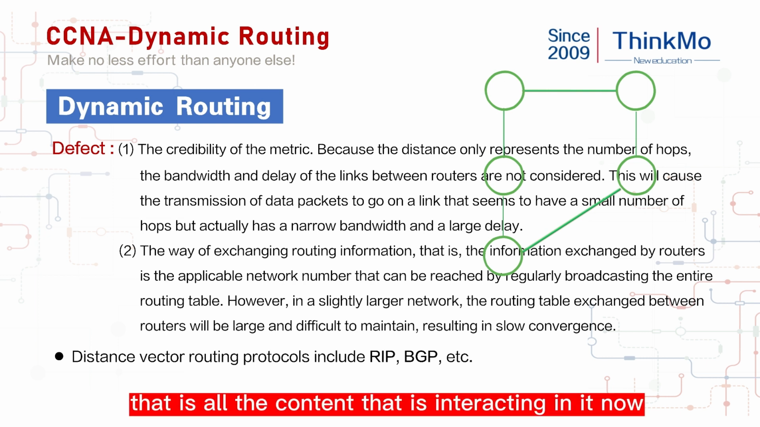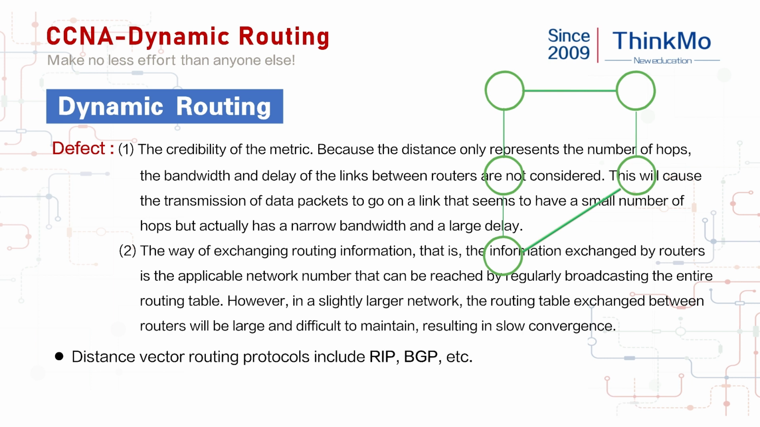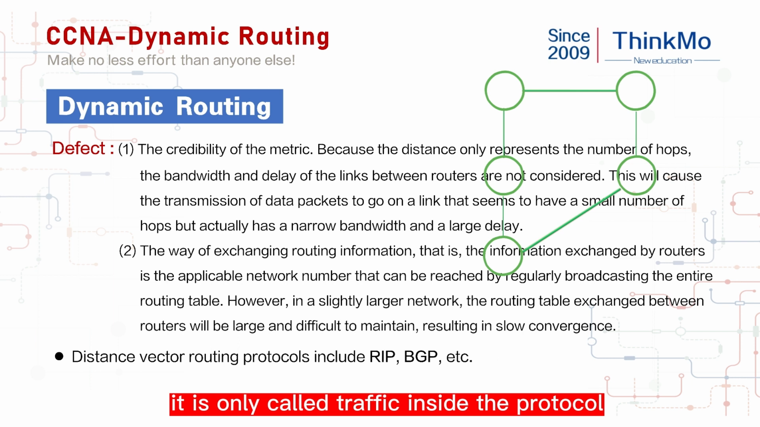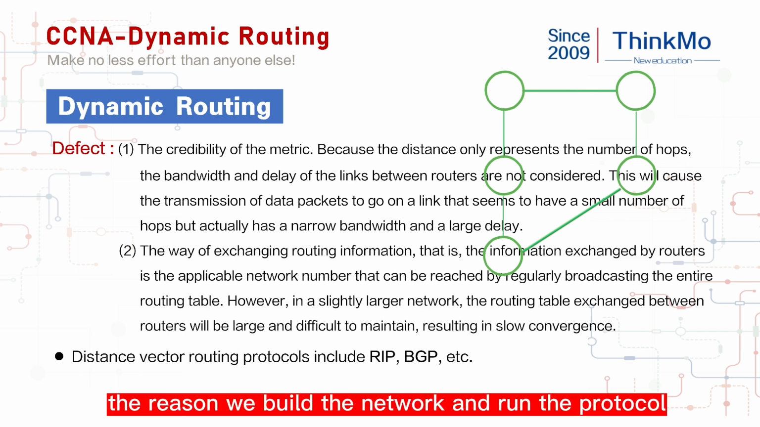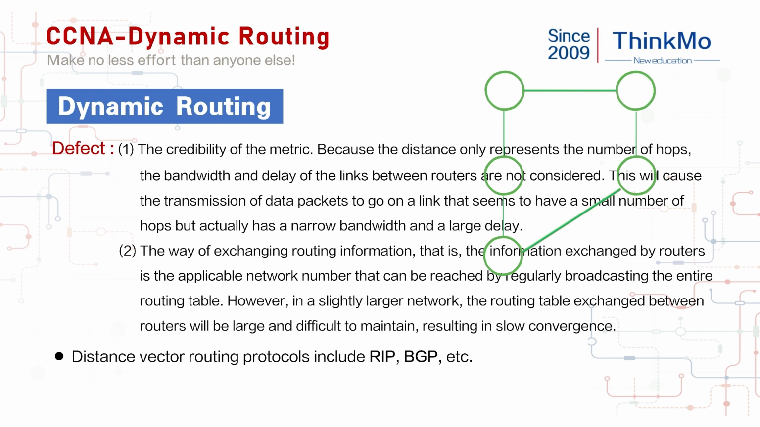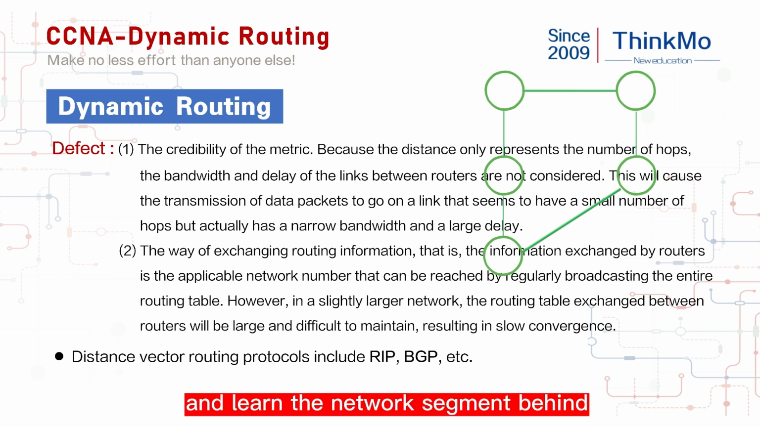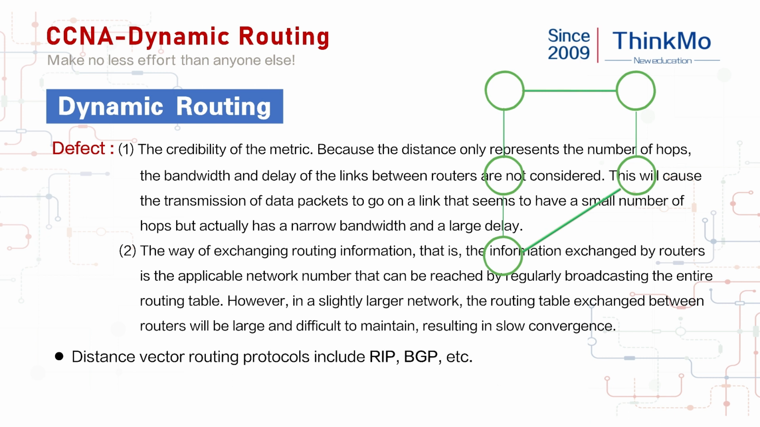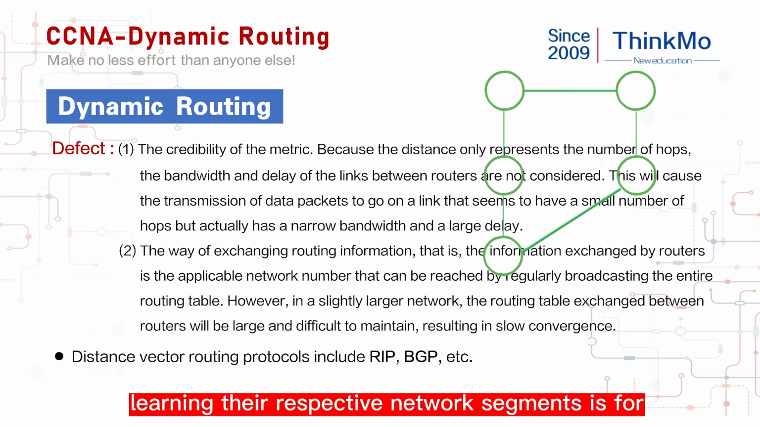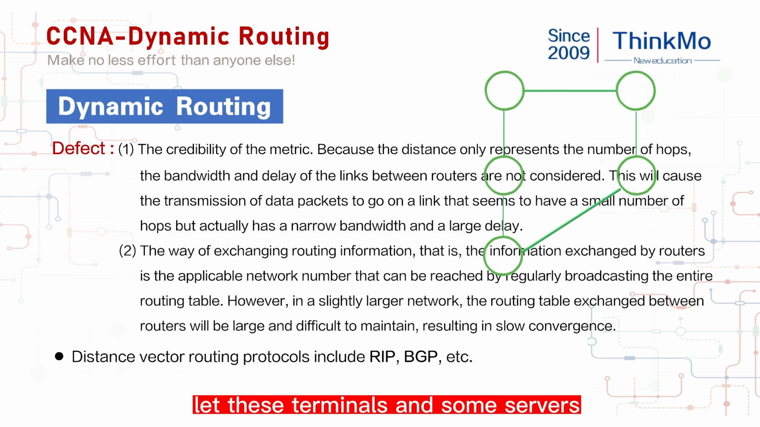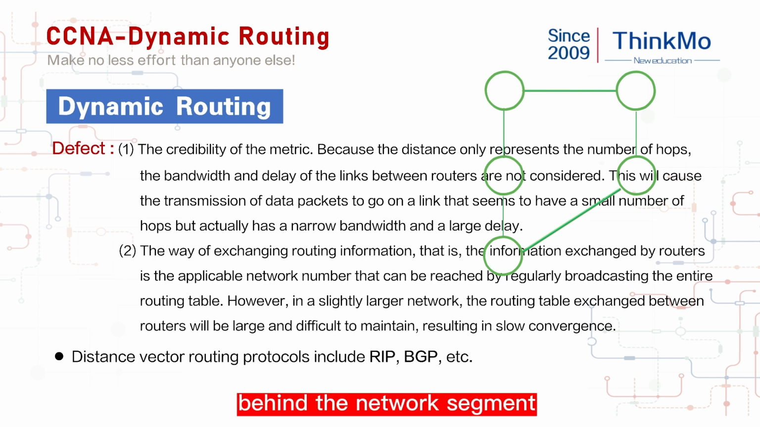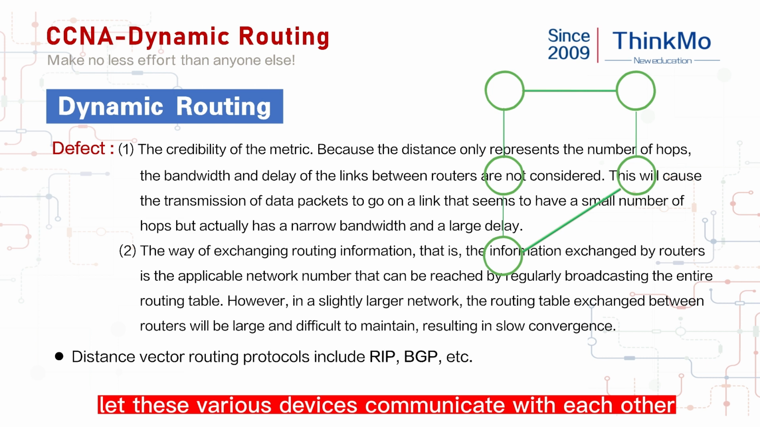That is, all the content that is interacting in it now is just to generate a routing table for each device. It is only called traffic inside the protocol. The reason we build the network and run the protocol is to allow these devices to communicate with each other and learn the network segment behind. Learning their respective network segments is to let these terminals and some servers behind the network segment communicate with each other.